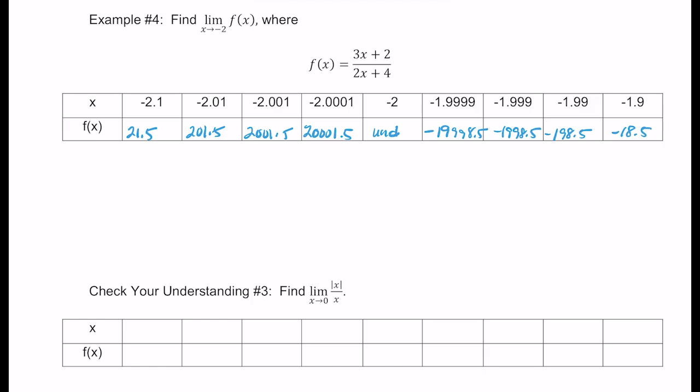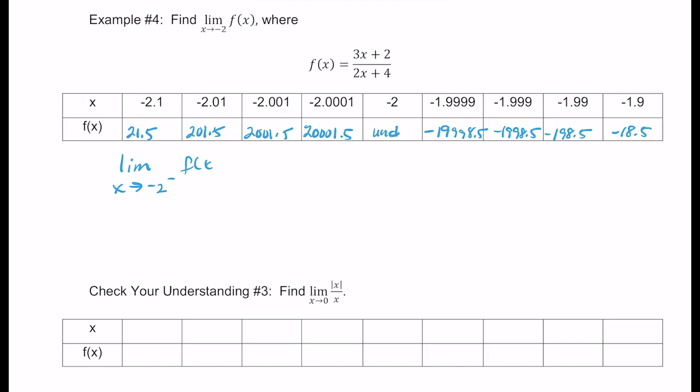Because as x approaches -2, the numerator is going to approach -4. If I plug in -2 into my numerator, into x, I would get -4, okay? And the denominator, if I plug in -2, 2 times -2 is -4, plus 4 gives me 0, right? So that's a problem.